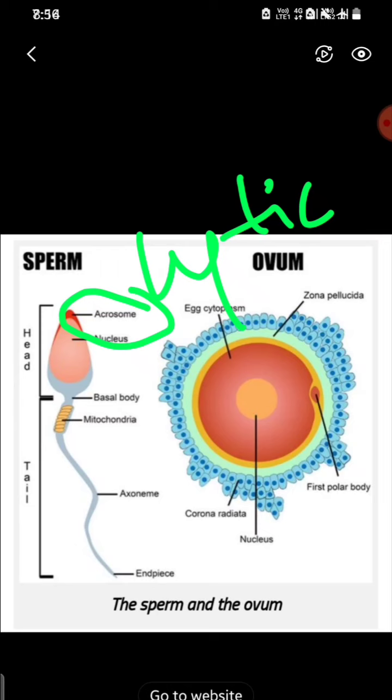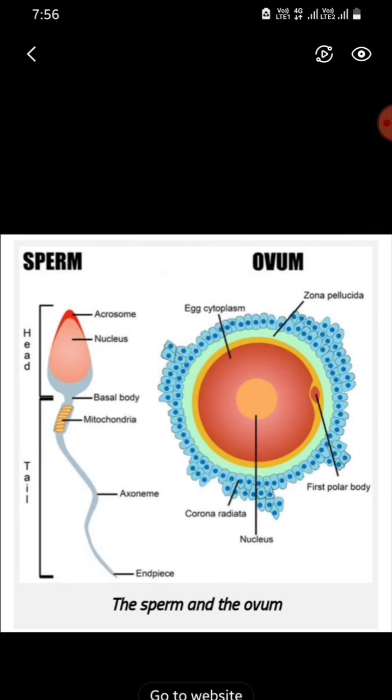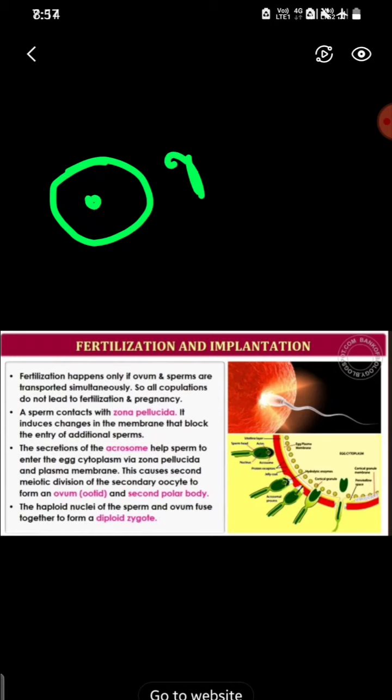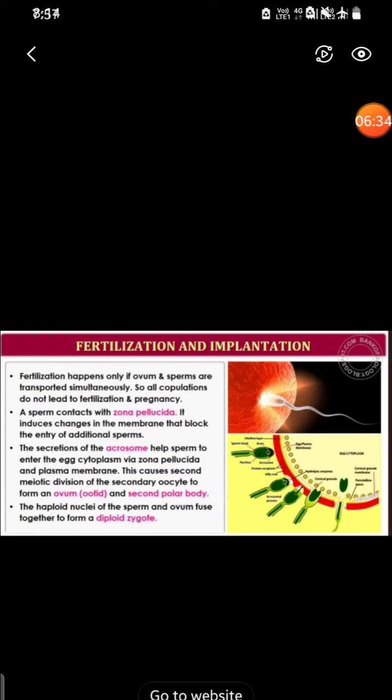So this lytic enzyme helps in dissolving the membrane, which helps the sperm to enter the zona pellucida and then the egg cytoplasm. And when the sperm enters the egg cytoplasm, during oogenesis, as I told you, by meiosis 1, the primary oocyte will become a secondary oocyte. Primary oocyte will undergo meiotic division, I have already explained this.